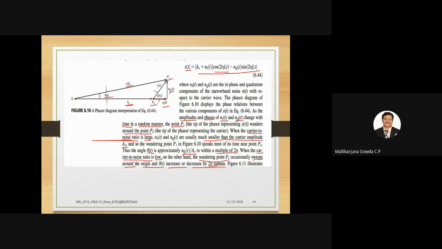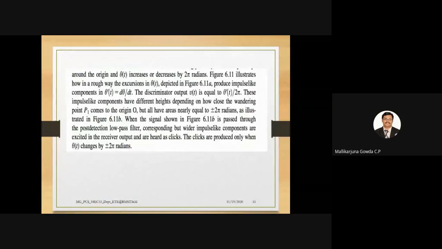When the carrier to noise ratio is small, the point P1, that is the tip of x of t, will wander or sweep around the origin, and the value of theta of t can either increase or decrease by 2 pi radians. You can consider a circle rotating in that direction. It will oscillate, either increasing or decreasing by 2 pi radians. I will come back to this.